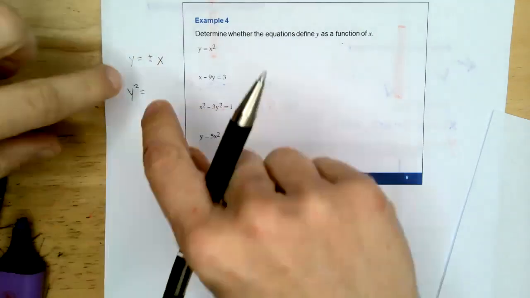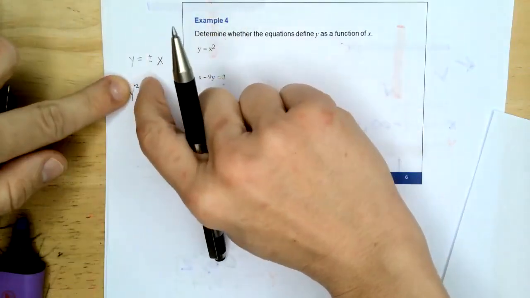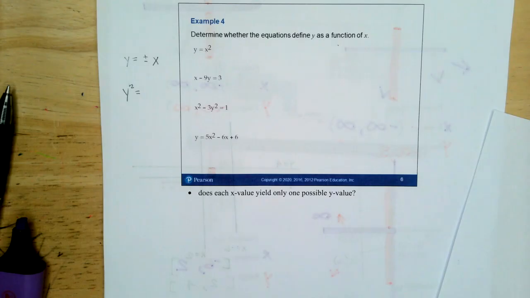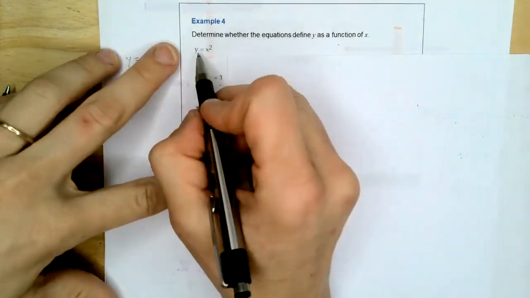So those are like your red flags. If you see a plus or a minus, or you see a y squared. X squared is okay, but y squared is not okay. We're going to solve for y, and then make sure that there are no values of x for which 2 values of y will result, all right? So this one's already solved for y.